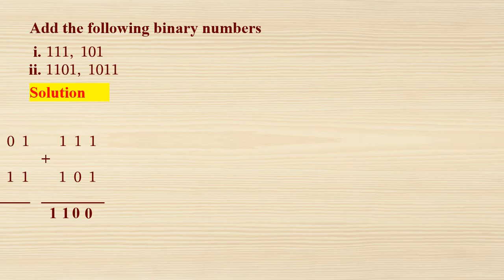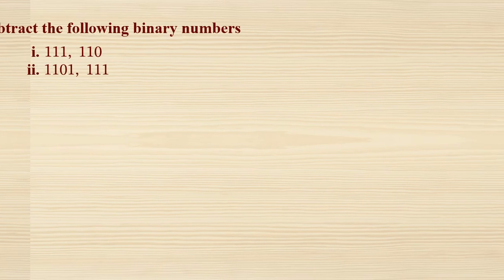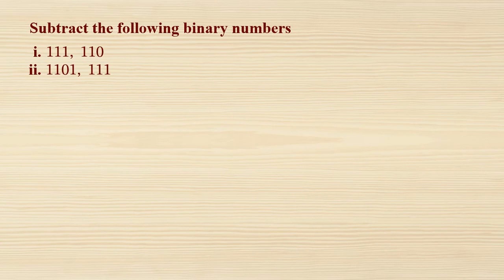The next one, 1101 plus 1011. 1 plus 1 is 10, we put 0, we carry 1. We have 1 plus 1, we have 0, we carry 1. We have 1 plus 1 again, we put 0, we carry 1. So we have 1 plus 1 plus 1, we have 11. So we put them. So this is the result, and here the answer is 11000.